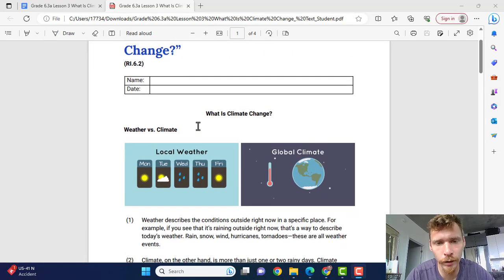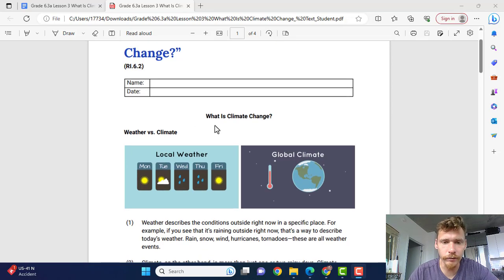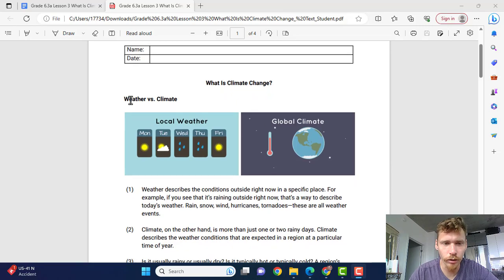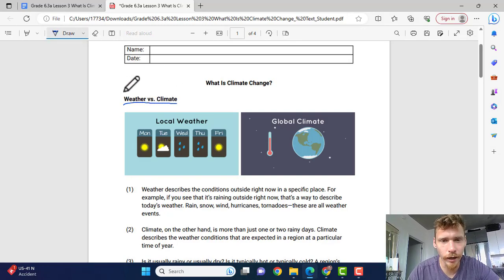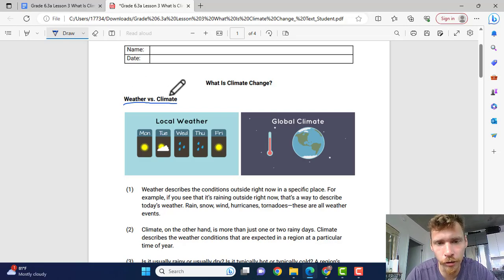All right, so I'm just going to step into my teacher shoes, put on my teacher hat, and I'm going to show you how I would teach determining central idea. All right, what is climate change? Weather versus climate. I'm going to go ahead and underline this because this is a header or a subheader, and it is saying weather versus climate. So I can expect that we're going to learn the difference between weather and climate.